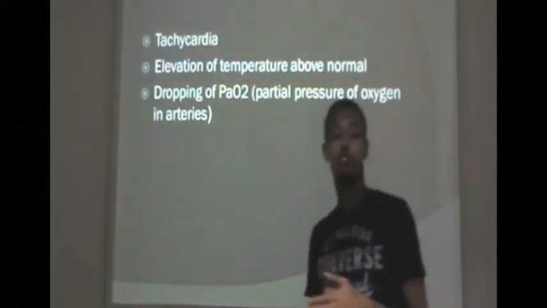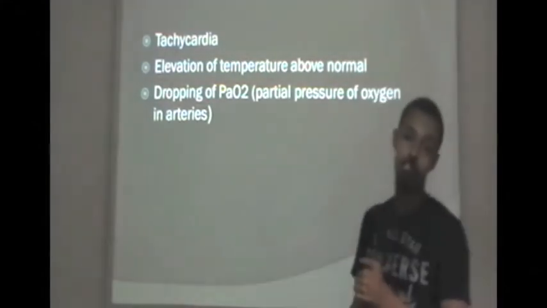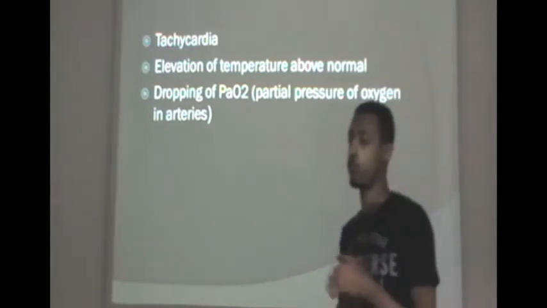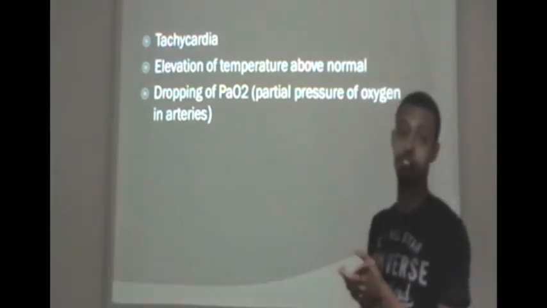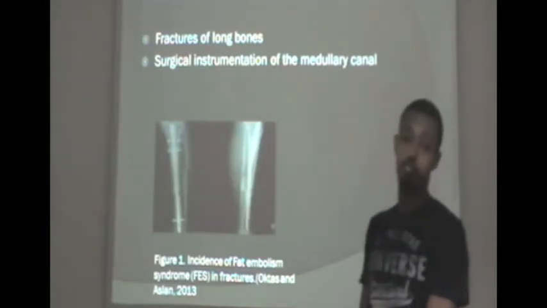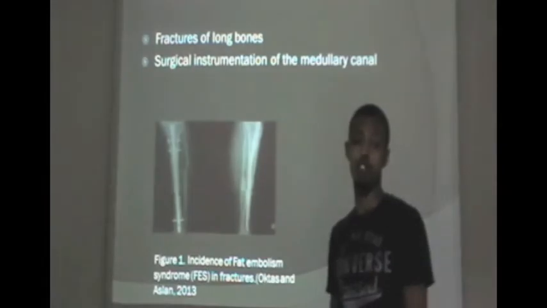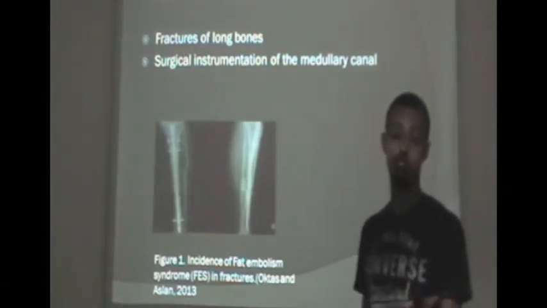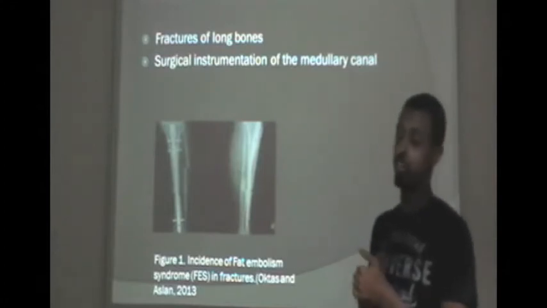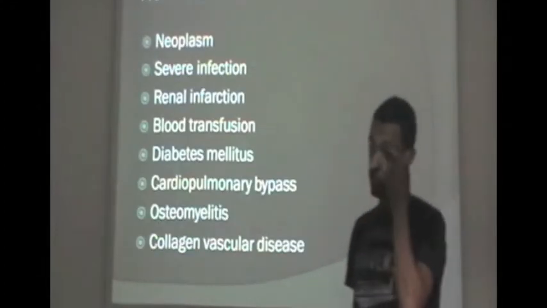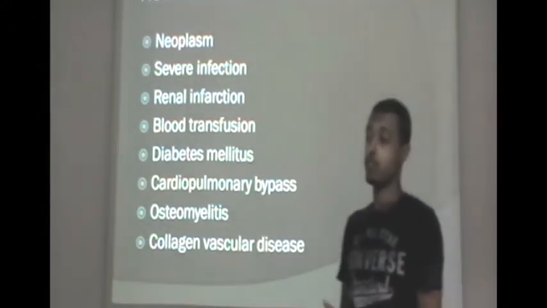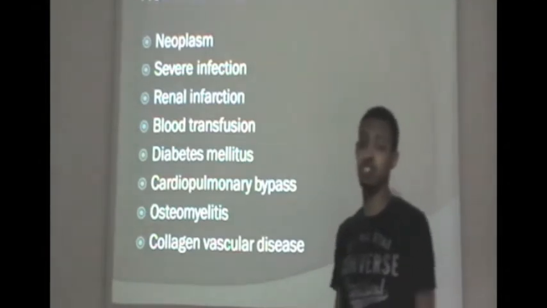The earliest manifestations of fat emboli are tachycardia, elevation of temperature above normal, and a drop in the partial pressure of oxygen in arteries. The cause of fat embolism is either traumatic or non-traumatic. Traumatic causes could be fractures of long bones and surgical instrumentation of the medullary canal. Non-traumatic causes could be neoplasm, severe infection, renal disease, blood transfusion, diabetes, and so on.